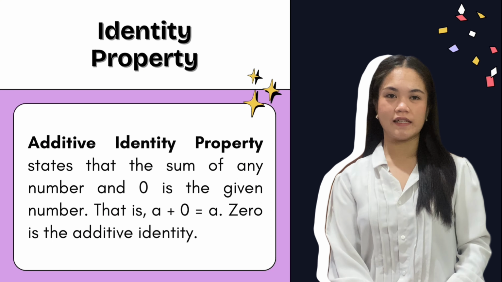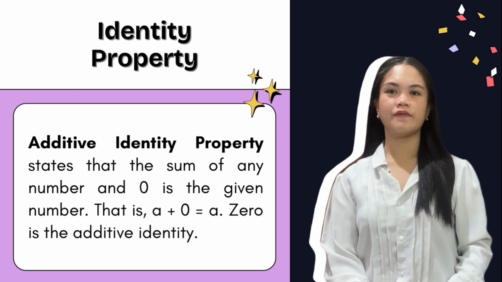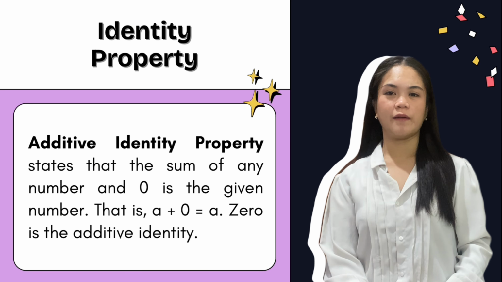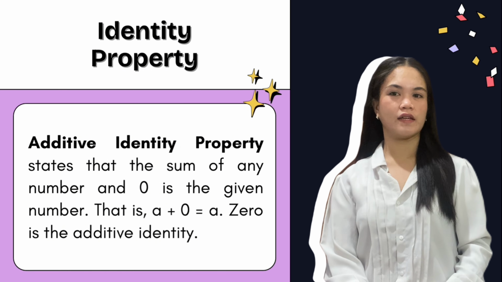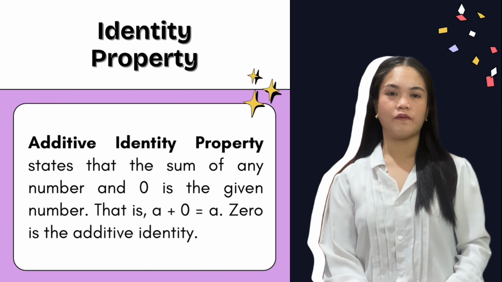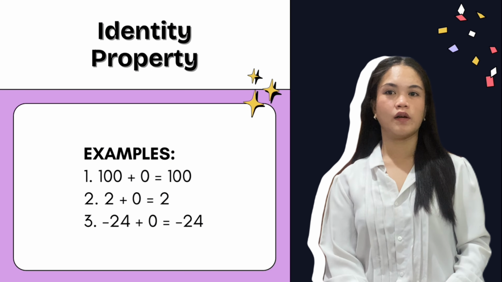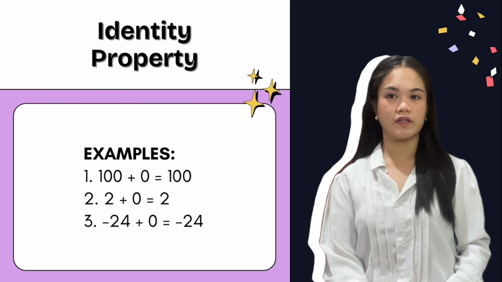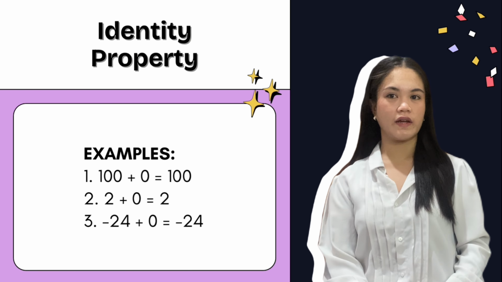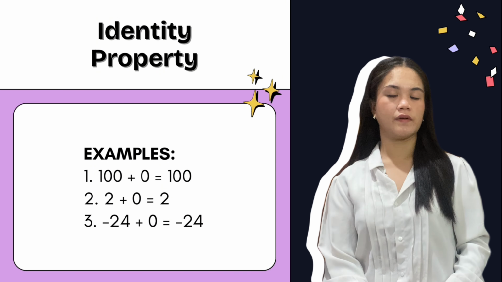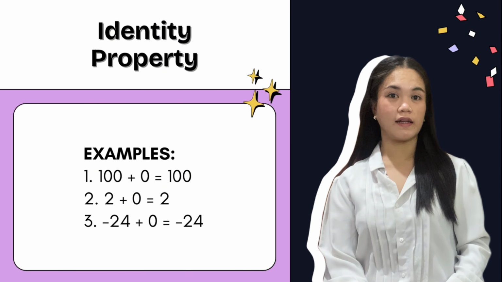The next property is identity property. Additive identity property states that the sum of any number and 0 is the given number. That is, a plus 0 is equal to a. 0 is the additive identity. For example, number 1, 100 plus 0 is equal to 100. Number 2, 2 plus 0 is equal to 2. And number 3, negative 24 plus 0 is equal to negative 24. Again, 0 is our additive identity.